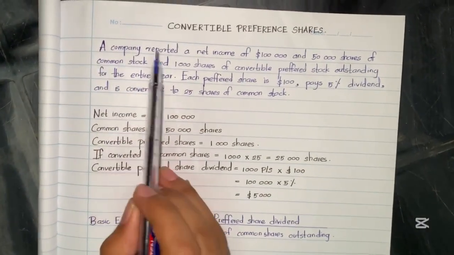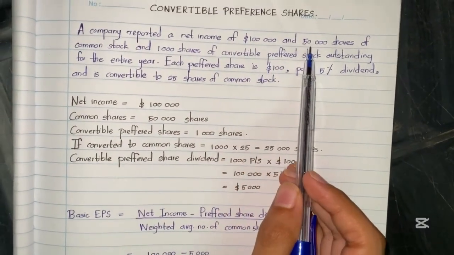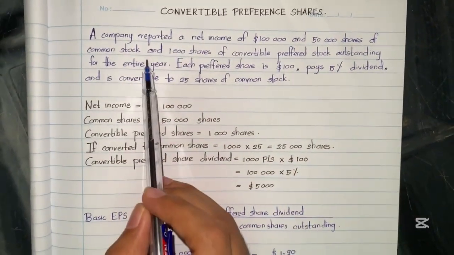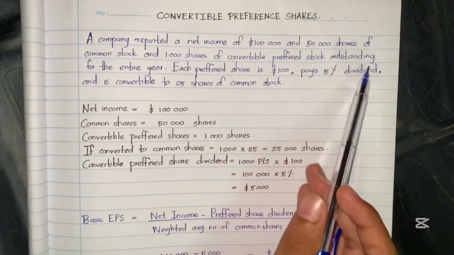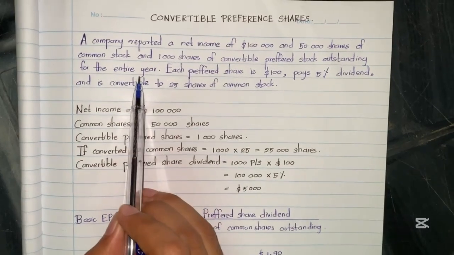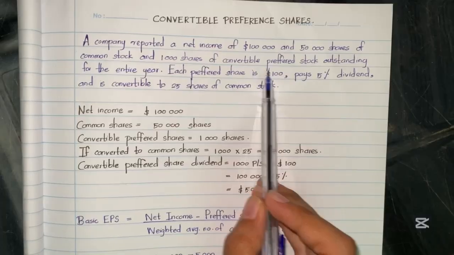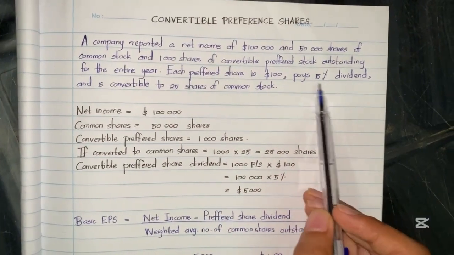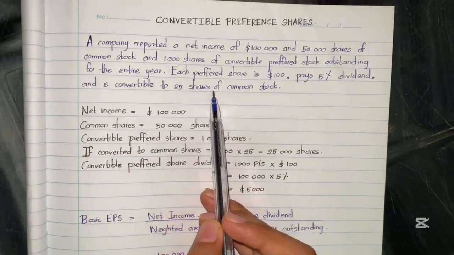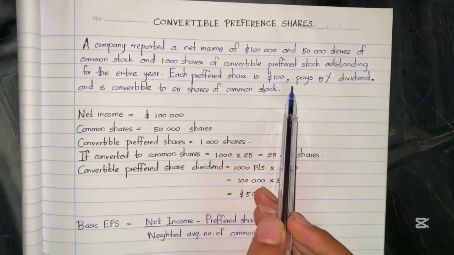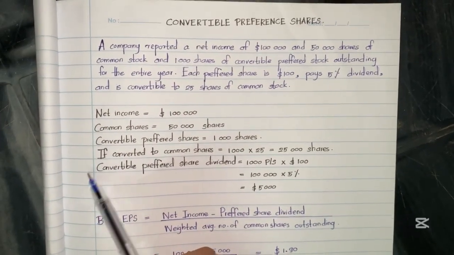A company reported a net income of 100,000, and 50,000 shares of common stock and 1,000 shares of convertible preferred stock outstanding for the entire year. Each preferred share is $100 and the company pays a 5% dividend, and it is convertible to 25 shares of common stock. Based on this question, we can derive the following information.